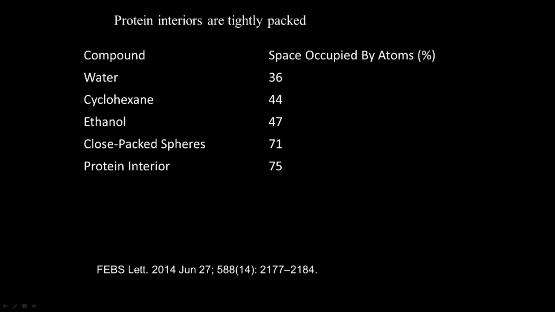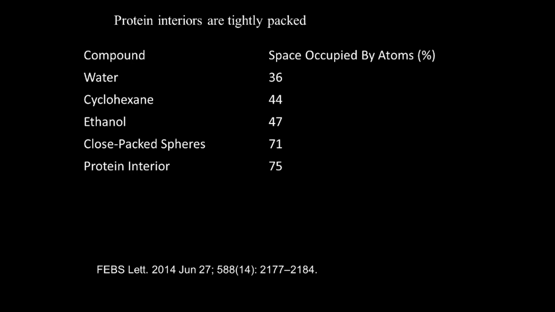Now, if you look at proteins, their interiors are tightly packed. If you take water, 36%, cyclohexane 44%, ethanol 47%, close-packed spheres 71%, protein interior is 75%. That means proteins are very tightly packed interiorly, so the ligands do not actually penetrate and bind. Generally they go up to active sites, mostly on the surface, or in the cleft or gap between two proteins and so on.